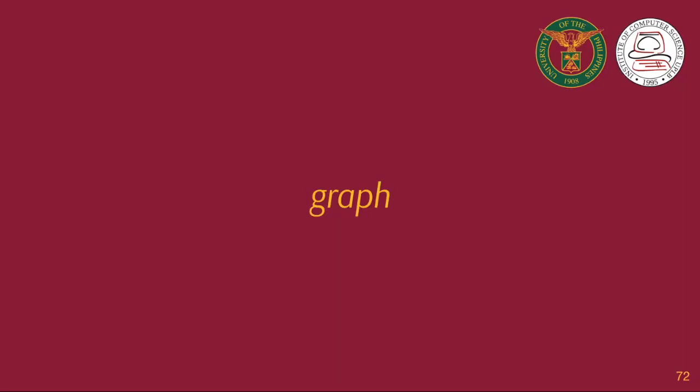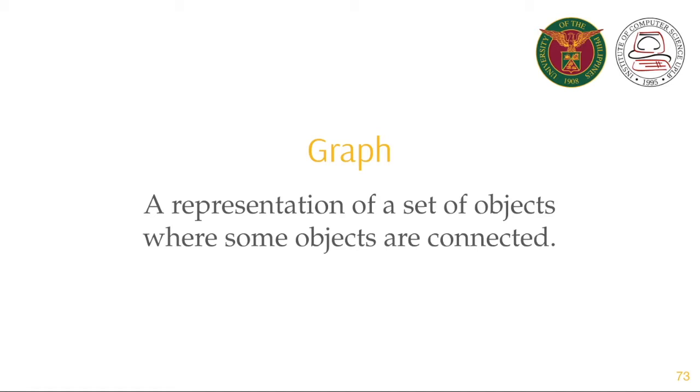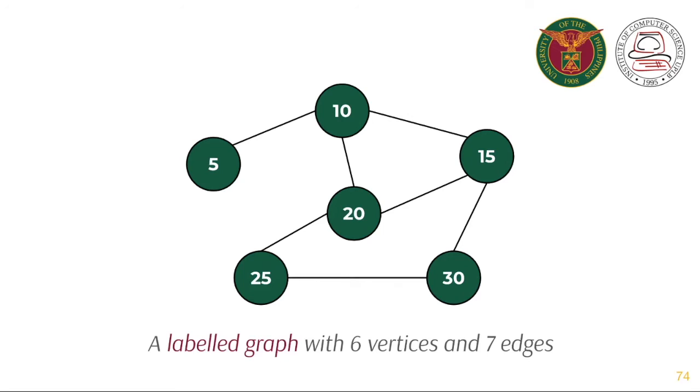The final ADT that we will discuss is a graph. A graph is a representation of a set of objects in which some objects are connected by edges. Here's an example of a labeled graph with 6 vertices and 7 edges.